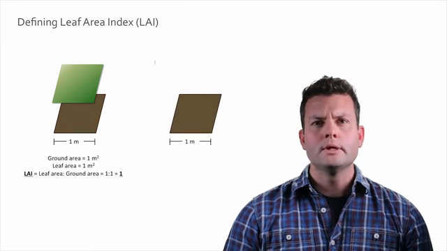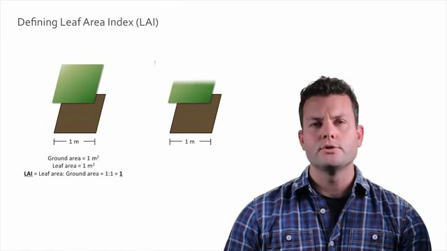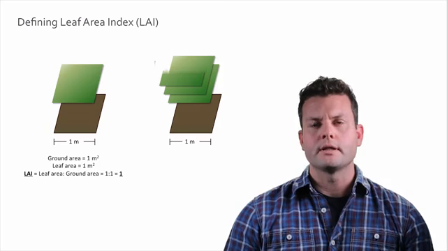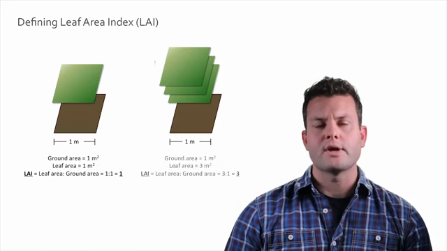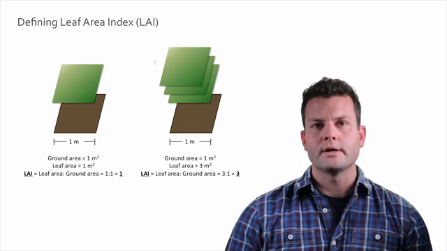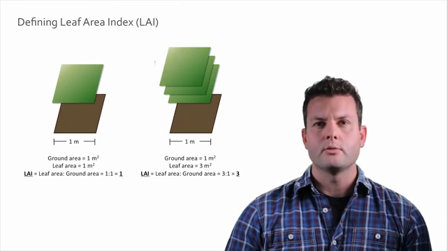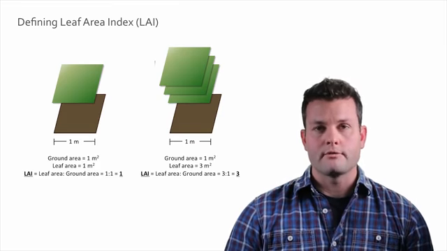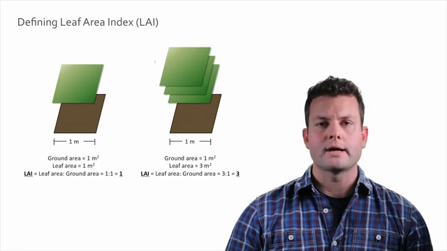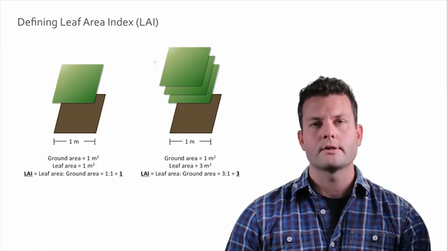One more example. Imagine that we had that same plot, but this time we had 1, 2, 3 leaf layers. So in this case, we have 1 square meter of ground area, 3 square meters of leaf area, giving us a leaf area to ground area ratio of 3 to 1, meaning that LAI would equal 3. So fairly straightforward. LAI is not all that complex of a concept to understand, and this is what we're working with.